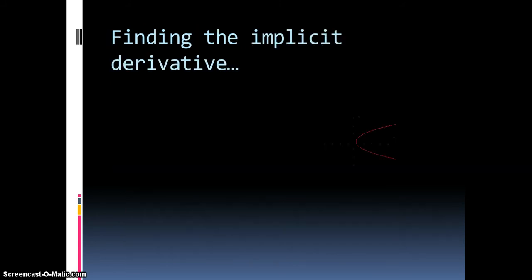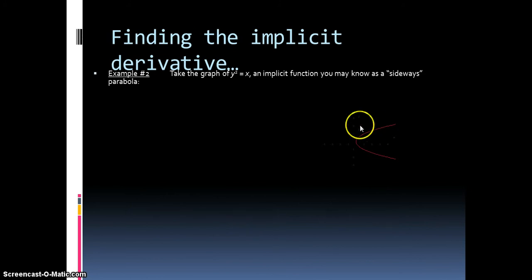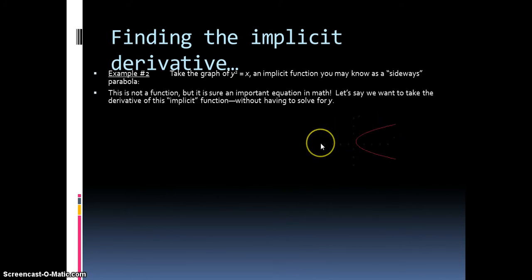So here's an example. Off to the right here, you can see the graph of x equals y squared, an implicit function you may know as a sideways parabola. It's not a function, really. It serves an important equation in math, but not a function the way that we've defined it in pre-calculus. So let's say that we want to find the derivative without having to solve for y. The procedure will be something like this.